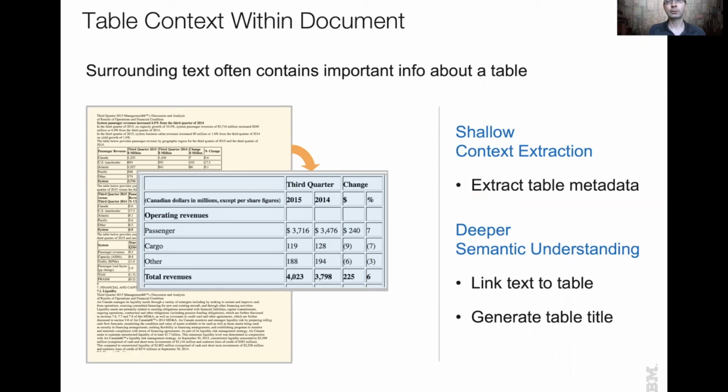In this thread, we categorize the existing work in two big buckets. One has to do with what we call shallow context extraction. This is mostly about extracting simple metadata about the table or the document. The second is approaches that require a deeper semantic understanding of both the table contents and the text. And here we will see two examples. One is about linking table to the surrounding text, and another is about leveraging the text to generate more informative table titles.